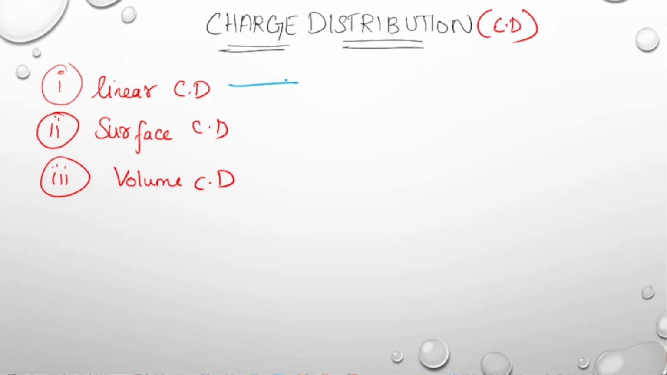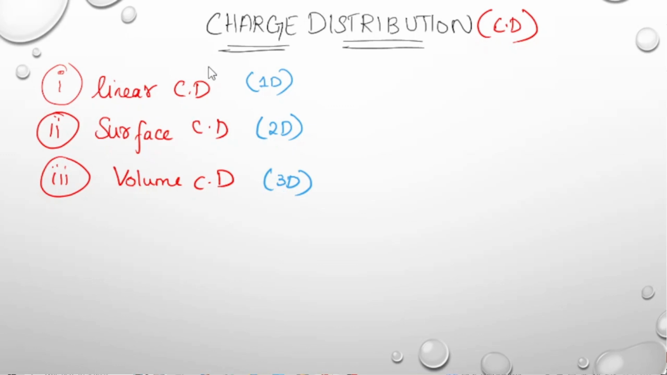Now let us deal with each in detail. First, linear charge distribution. What do we mean by linear? Linear means something in one dimension. Something in two dimensions, we call it surface, and we find area for two dimensional figures. For a three dimensional object, we find the volume. So volume charge distribution is for 3D, surface charge distribution is for 2D, and linear charge distribution is for 1D.